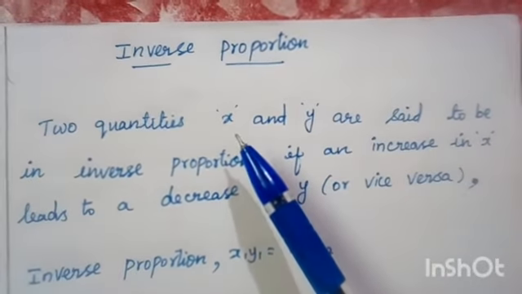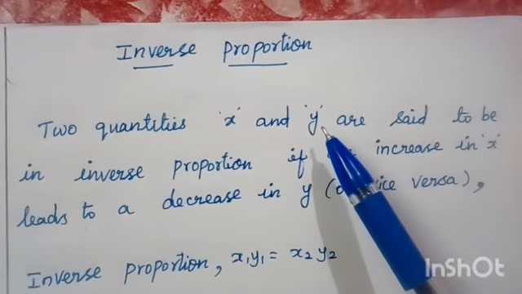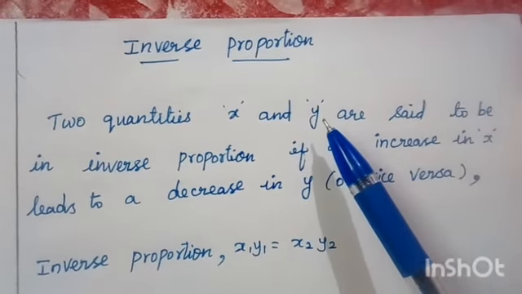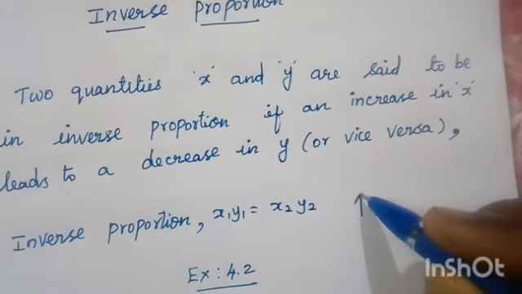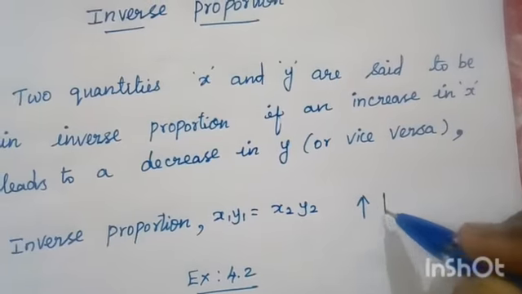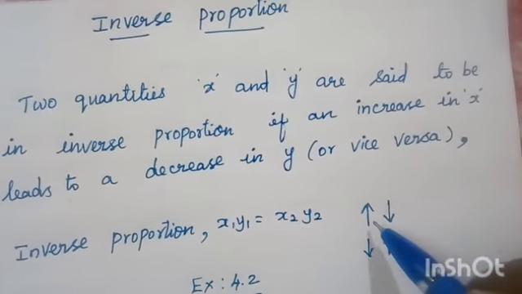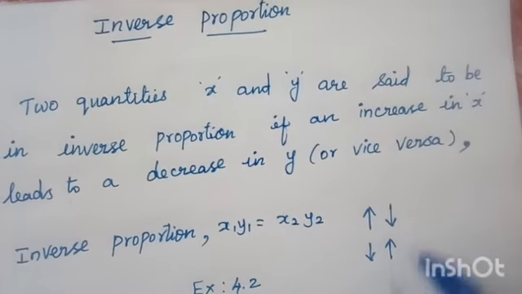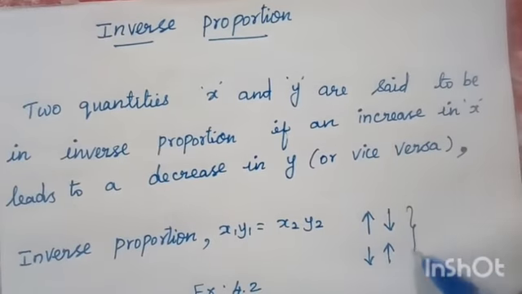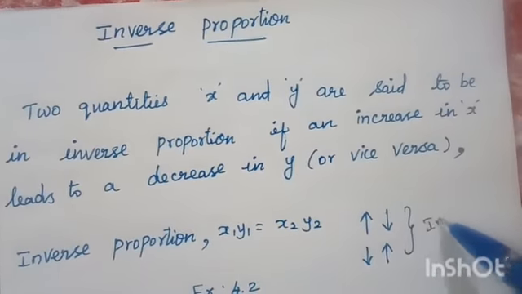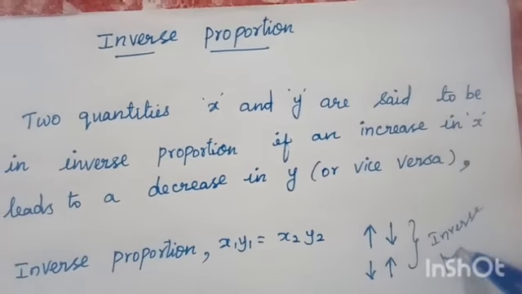For one quantity increase, another one decreases, or one decreases, another one increases. That situation is called inverse proportion. So for increase, that is the upward arrow mark, increase, decrease. For decrease, increase. Like this is called the inverse proportion.